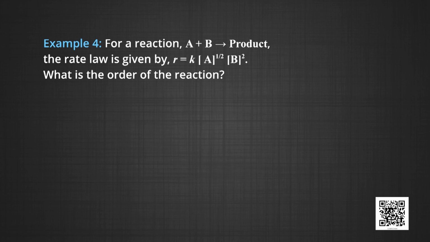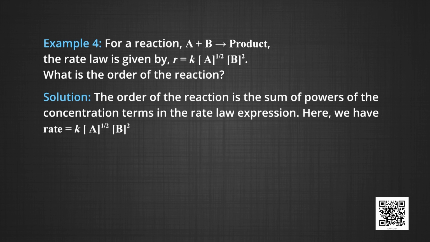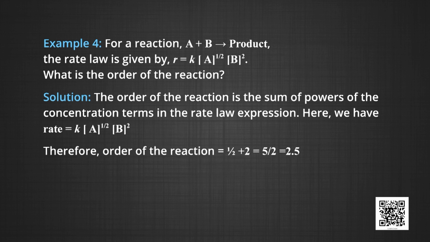For a reaction A plus B giving products, the rate law is given by R is equals to K concentration of A raised to power half, concentration of B raised to power 2. Then what is the order of the reaction? Let us find out. The order of the reaction is the sum of the powers of the concentration terms in the rate law expression. Here we have rate is equals to K, A raised to power half, B raised to power 2. Therefore, just adding them, half plus 2 gives 5 by 2, thus the answer is 2.5.